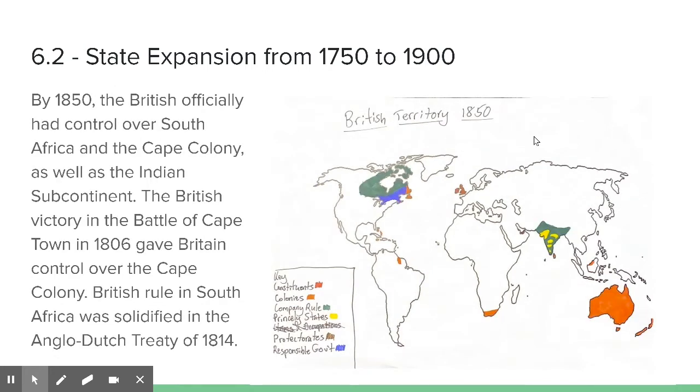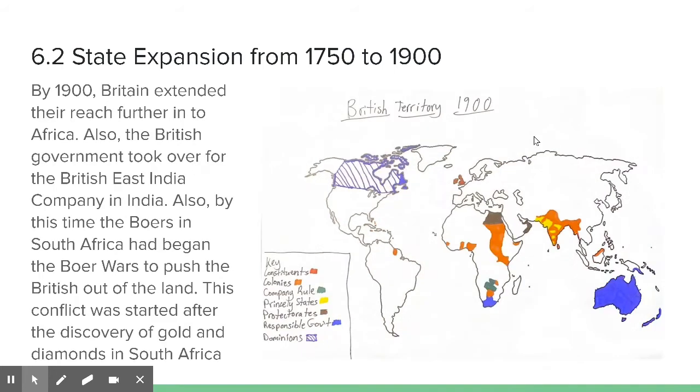So British territory in 1850. By 1850, the British officially had control over South Africa and the Cape Colony, as well as the whole Indian subcontinent. The British victory in the Battle of Cape Town in 1806 gave Britain control over the Cape Colony. British rule in South Africa was solidified in the Anglo-Dutch Treaty of 1814, which was a peace treaty between the Dutch and the British, which gave some lands back to the Dutch and just allowed the British to keep control of South Africa.